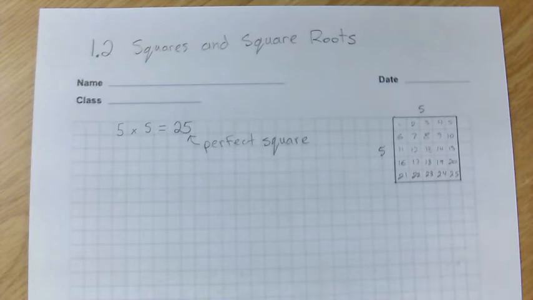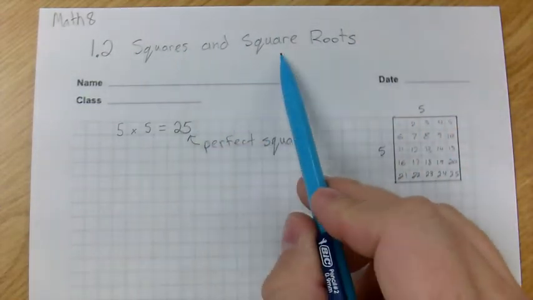Hello, grade 8. This is Math 8, Unit 1, and Lesson 2. It's about squares and square roots.